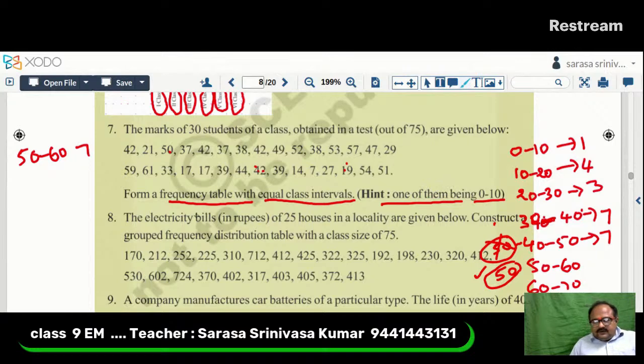60 to 70 class interval. Let us note down this 60 to 70. Here 61 marks. So only one student got 61 marks. That means the frequency of this class interval is 1. Now let us consider the last class interval, 70 to 80.